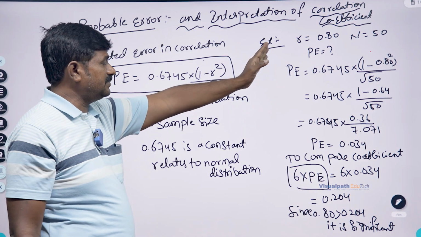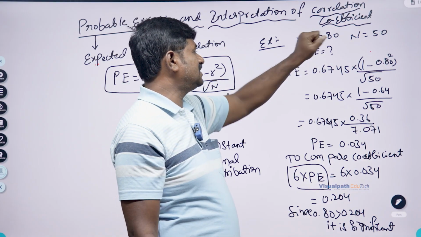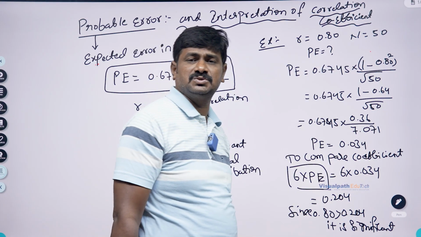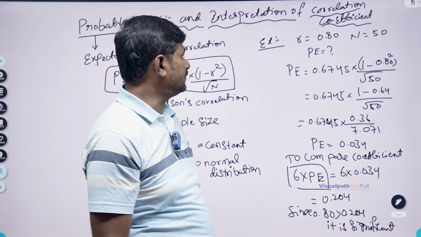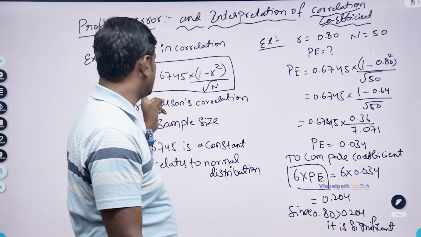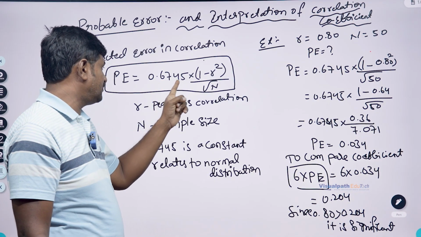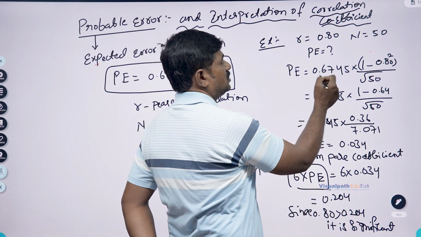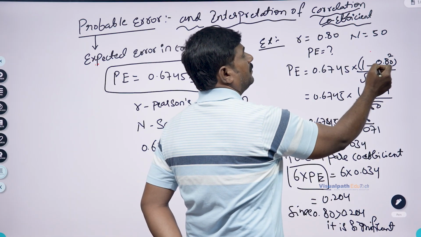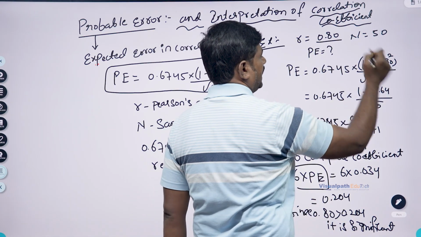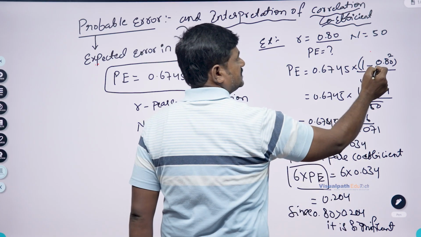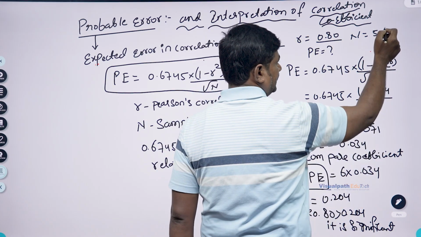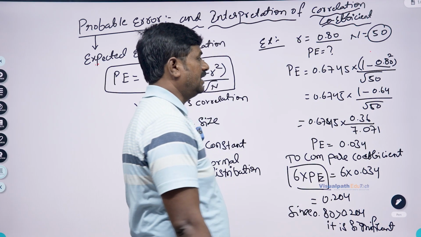Next, let us take an example: r is equal to 0.80, n is equal to 50, and we need to calculate the probable error. To calculate it, what is the formula? 0.6745 into (1 minus r square) by root n. Here, probable error is equal to 0.6745 into (1 minus 0.80 square) by under root 50, where r is 0.80, the correlation coefficient, we need the square here, and 50 is the sample size.